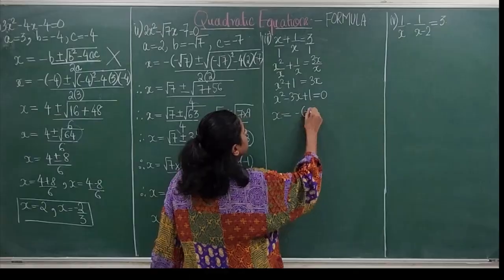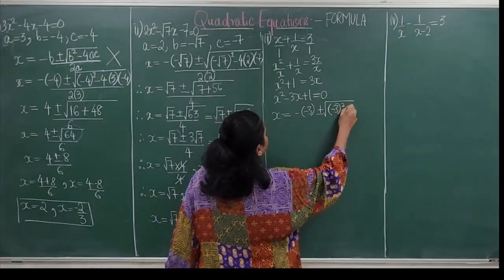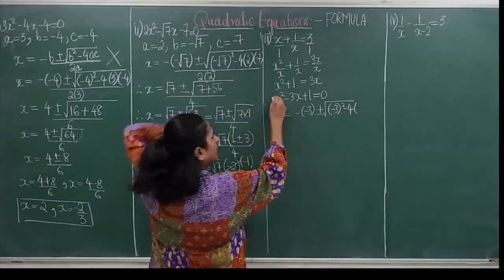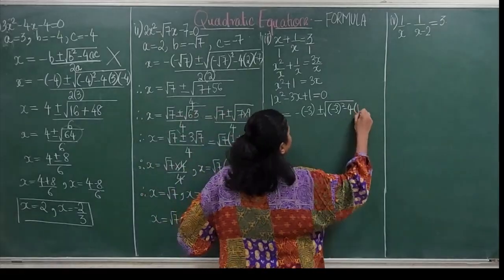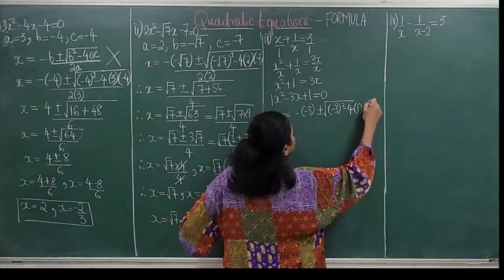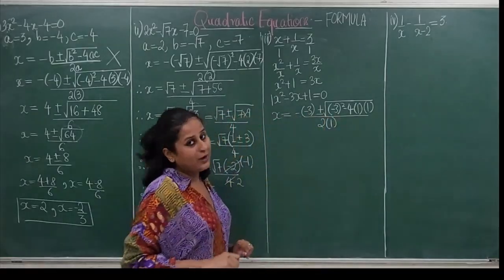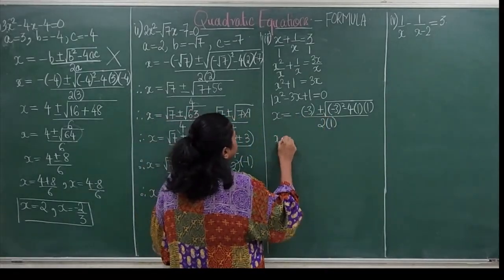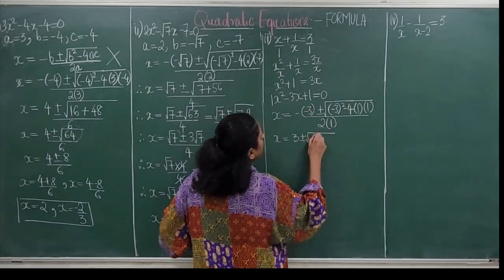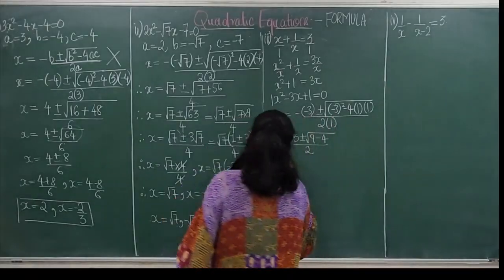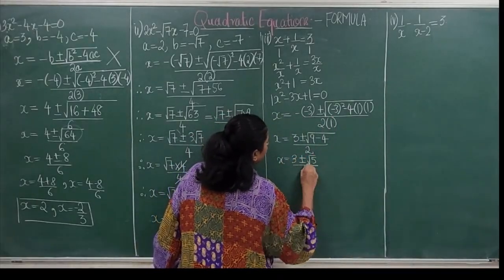x is minus b plus or minus of square root of b square minus 4ac, upon 2a. What is a here? a is 1, na? Because 1x square is written as x square. So 4 into a into c, c is 1, upon 2 times a, that is 2 times 1. Very easy. So this becomes x is equal to minus of minus is plus 3 plus or minus of square root of 9 minus 4. So this is x is equal to 3 plus or minus of root 5 upon 2.